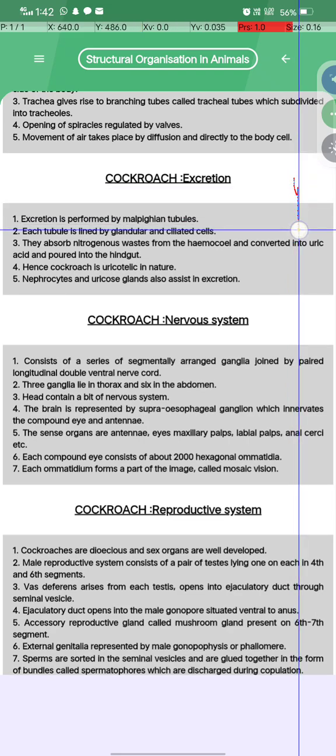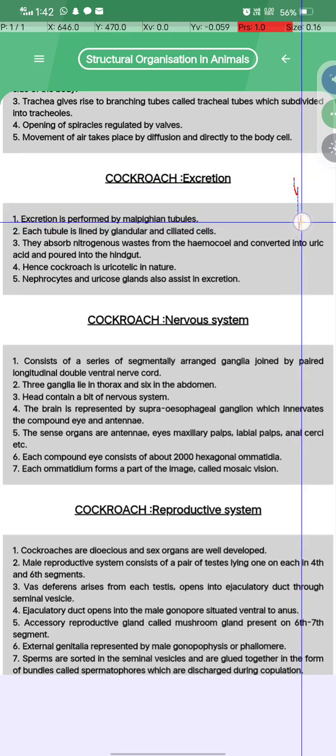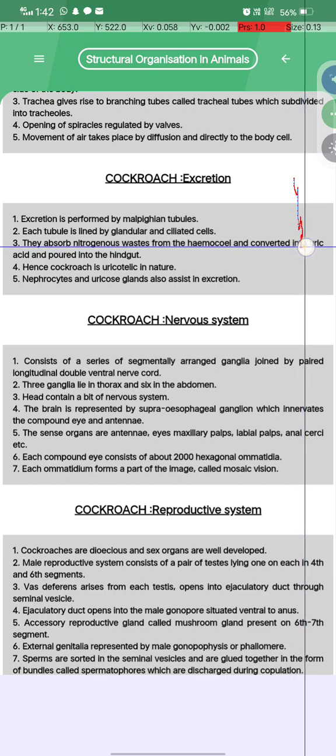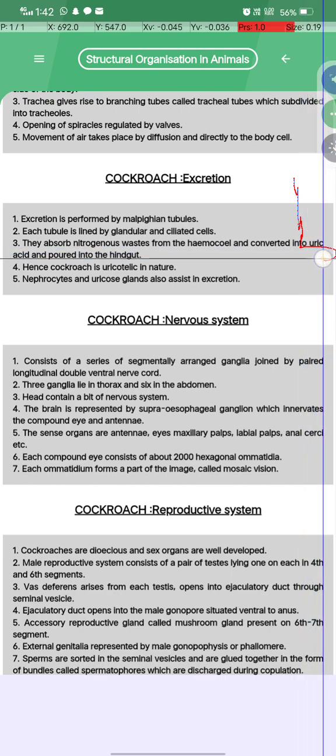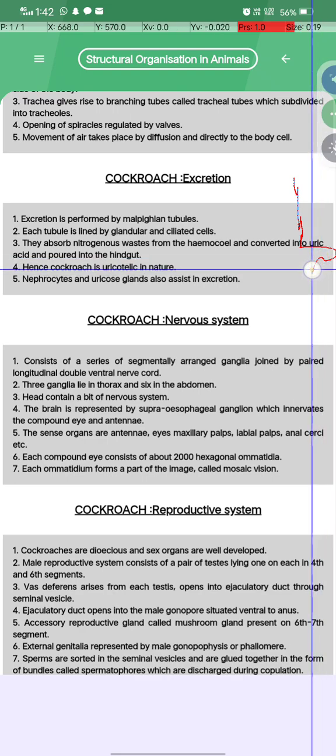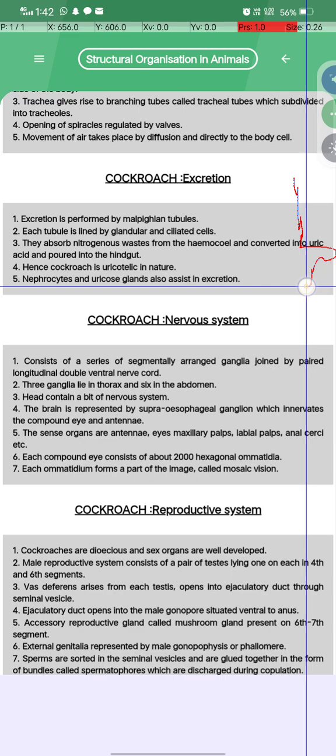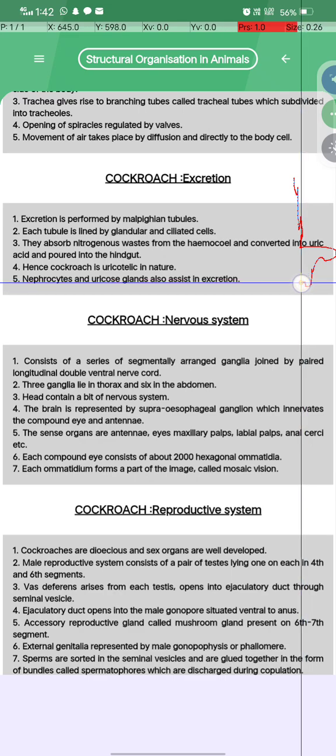Cockroach excretion. Excretion is performed by the Malpighian tubules, and the tubules are lined by glandular and ciliated cells. They absorb the nitrogenous waste from the hemocoel, convert it into uric acid and pour it into the hindgut. Hence, the cockroach is uricotelic in nature. The nephrocytes and the uricose gland also assist in the excretion.